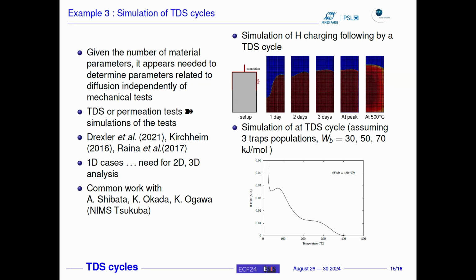And then you'll see here the hydrogen concentration is going down because I also simulated the TDS cycle. And here is a TDS cycle simulation with 3 binding energies of this kind of test where we can recover the peaks. I think the real challenge here is to do the simulation of the mechanical test using the same set of material parameters. And I think that's a very, very difficult task.